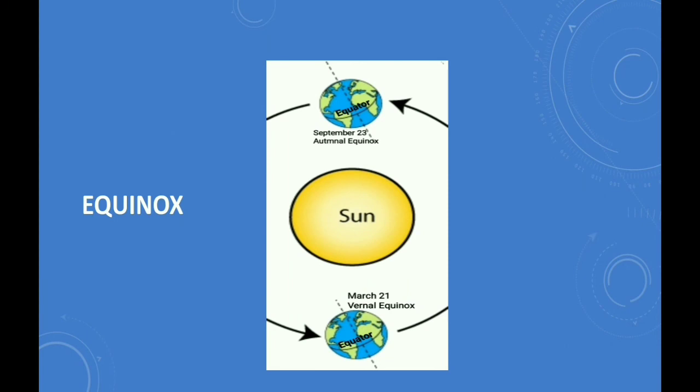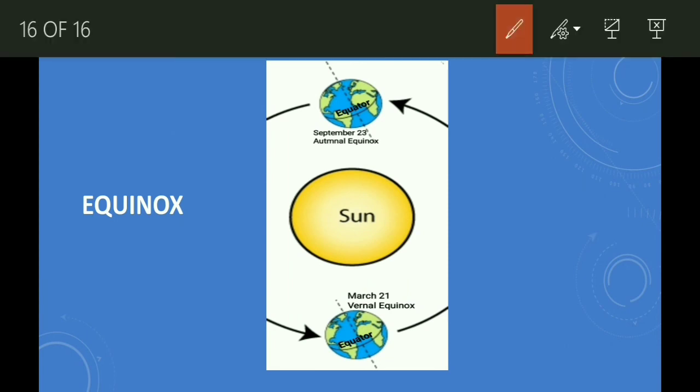Children, there are 2 days in a year when the days and nights are equal. On these 2 days, the sun shines directly on the equator rather than the northern hemisphere or the southern hemisphere. These days are called equinox. This word itself means equal day and night.